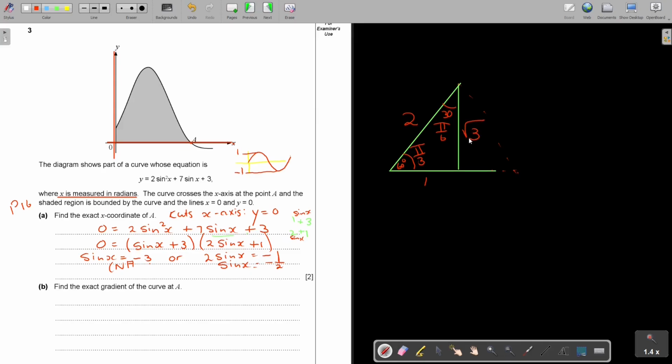Now, if you're going to say, where is sin negative? So let's just quickly look here at the curve and find the coordinates. I'm going to say that in this, where sin is negative, now think of your CAST diagram.